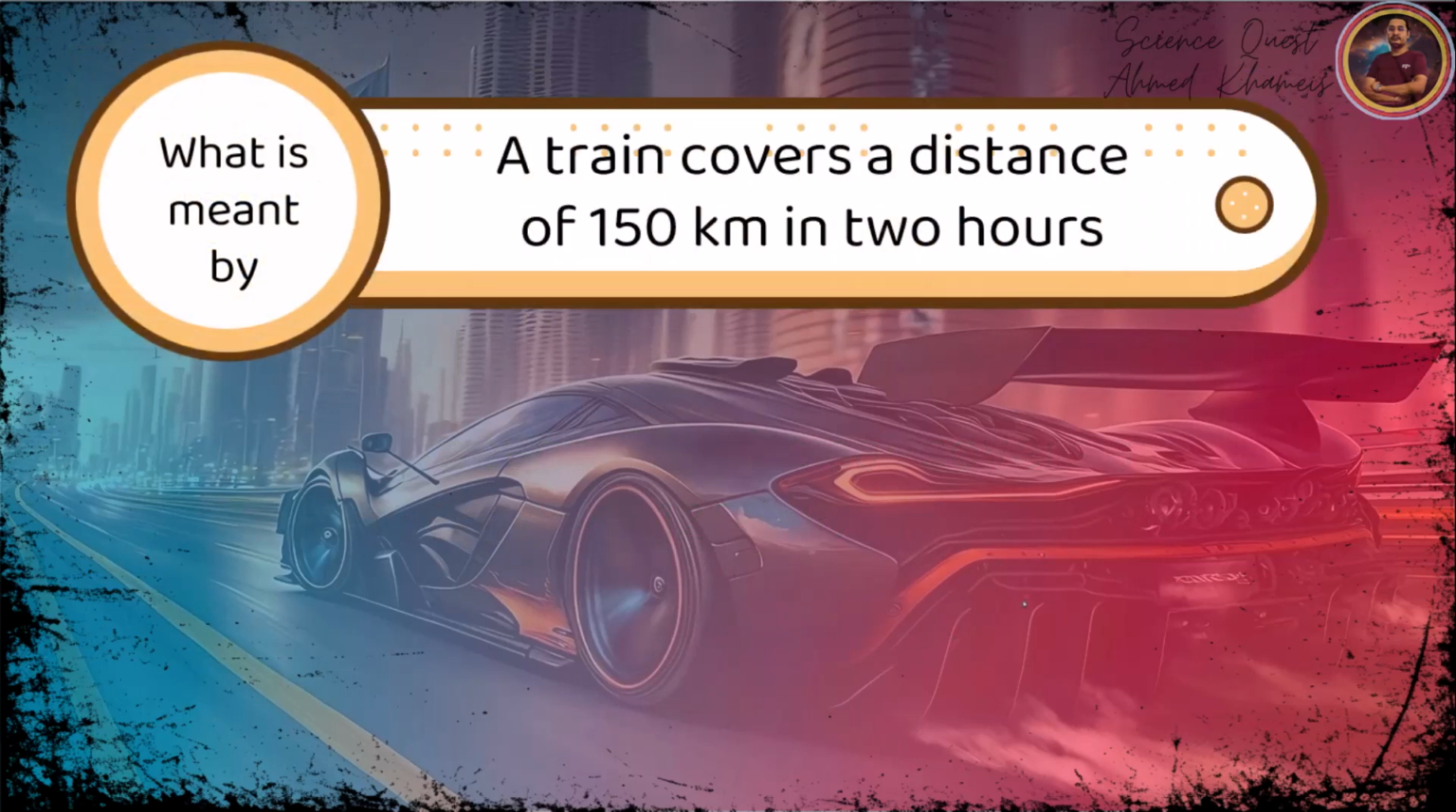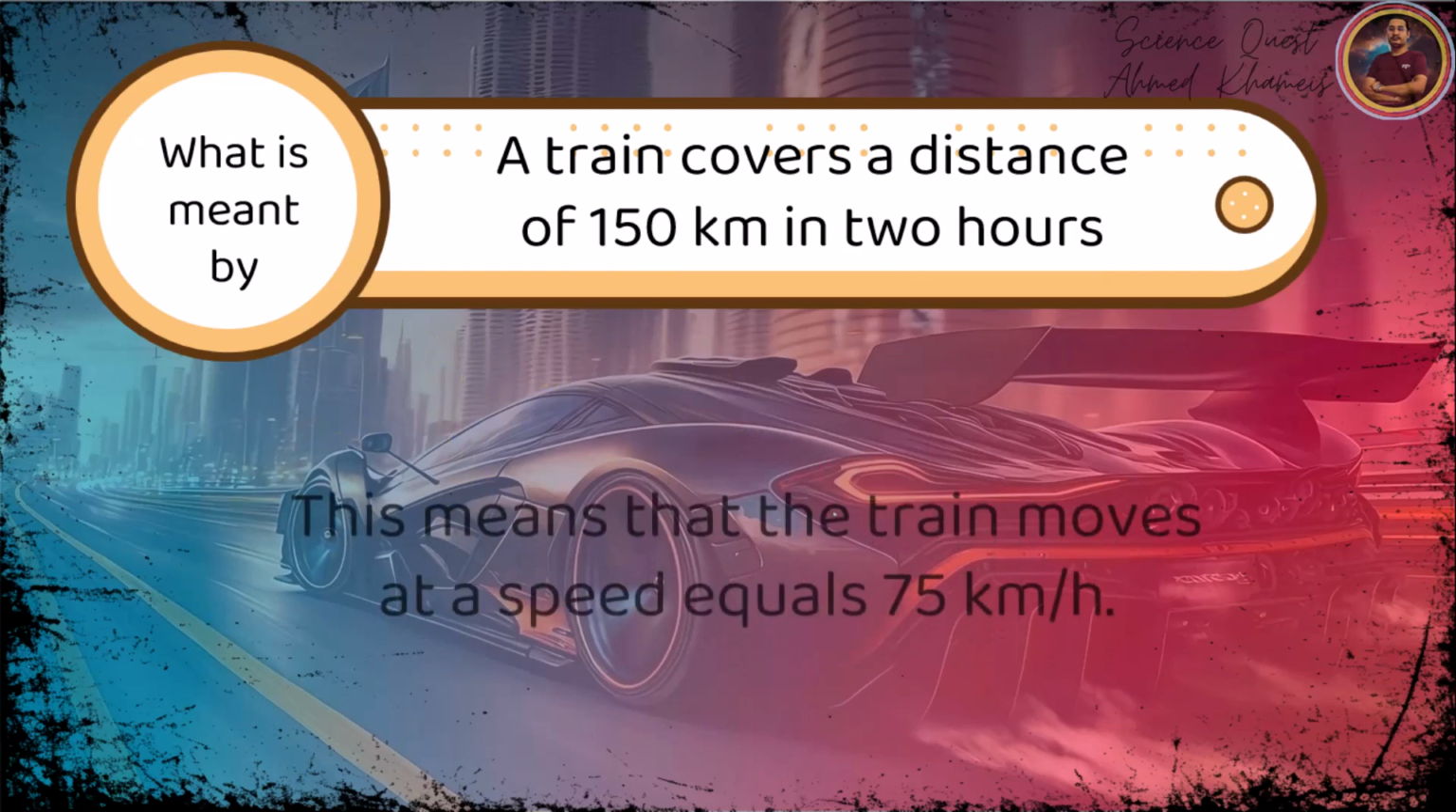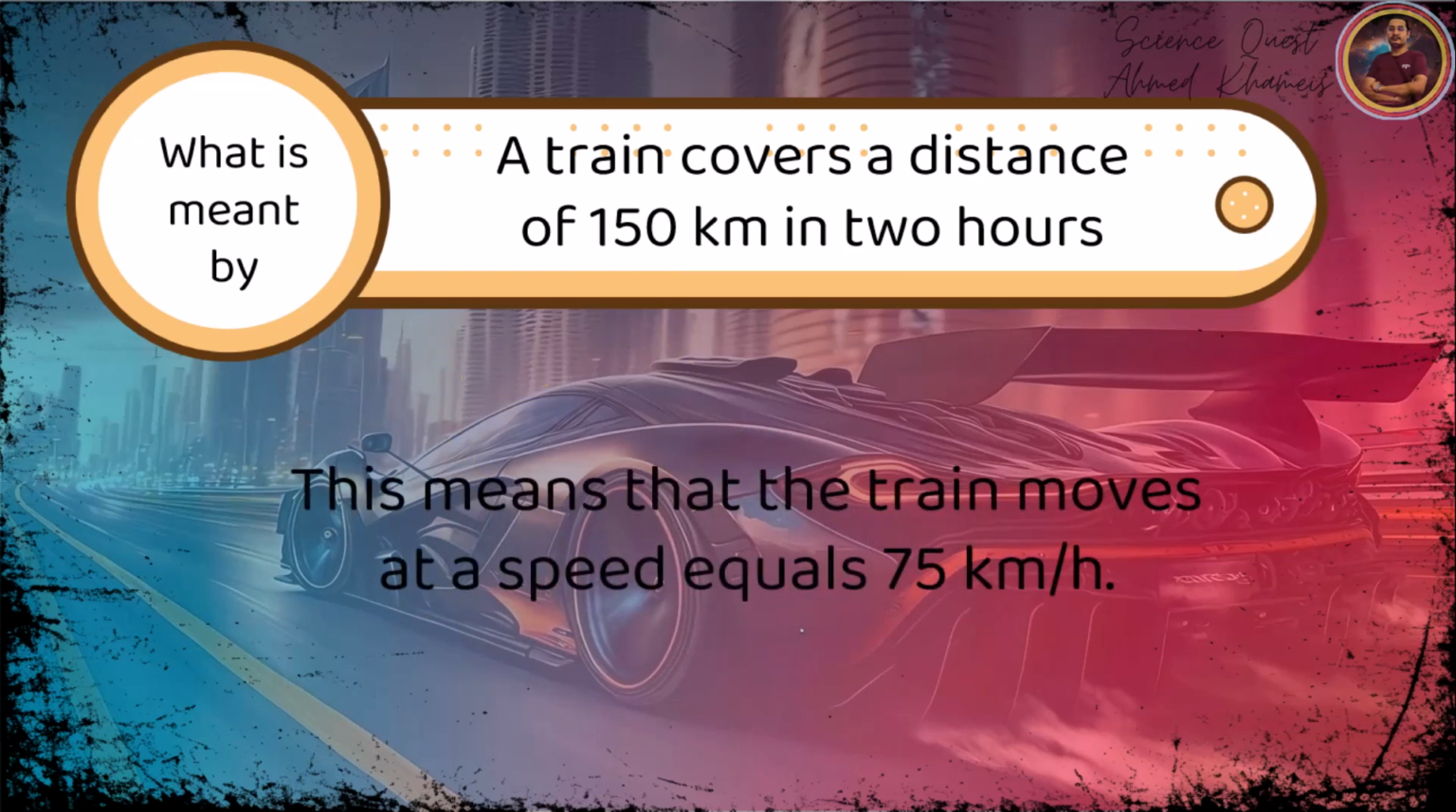What is meant by a train covers a distance of 150 kilometers in 2 hours? We have distance and time, so we get speed equals distance over time, 150 over 2 equals 75. So we rewrite this sentence as: this means that the train goes at a speed of 75 kilometers per hour.